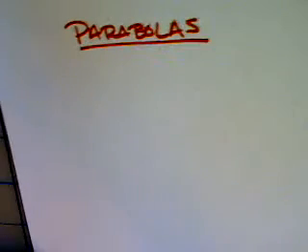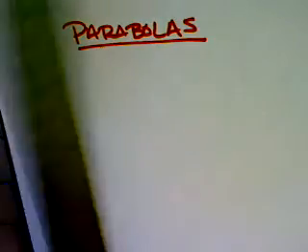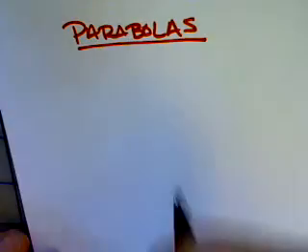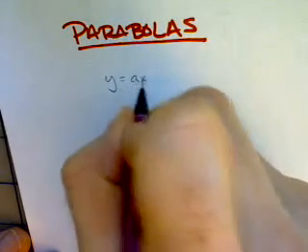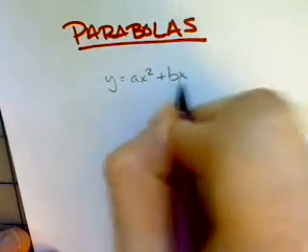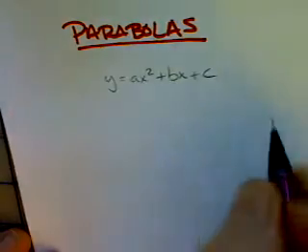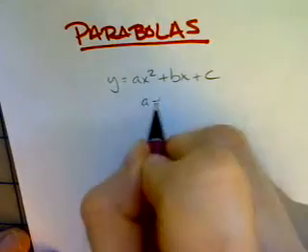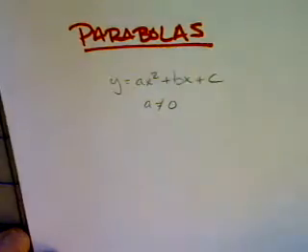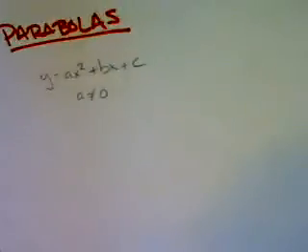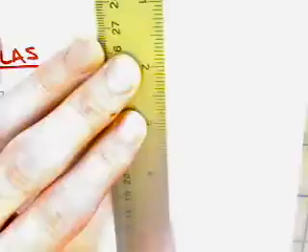First of all, parabolas come from the quadratic equation y equals ax squared plus bx plus c. A cannot equal 0. And parabolas, if I remember correctly, we draw our little Cartesian plane.